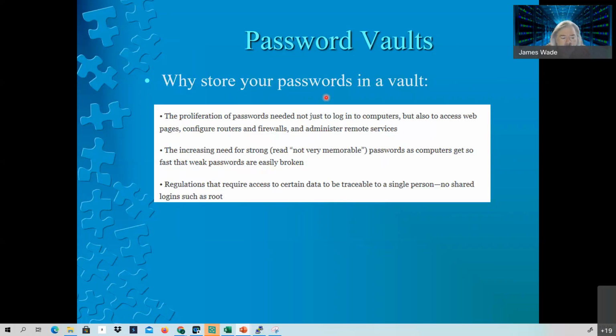Okay. And the other option of a password vault is the fact that you can create more complicated passwords. And if you create those more complicated passwords, you can store them in a password vault because you can't remember them, right? Enables us to get more sophisticated passwords.